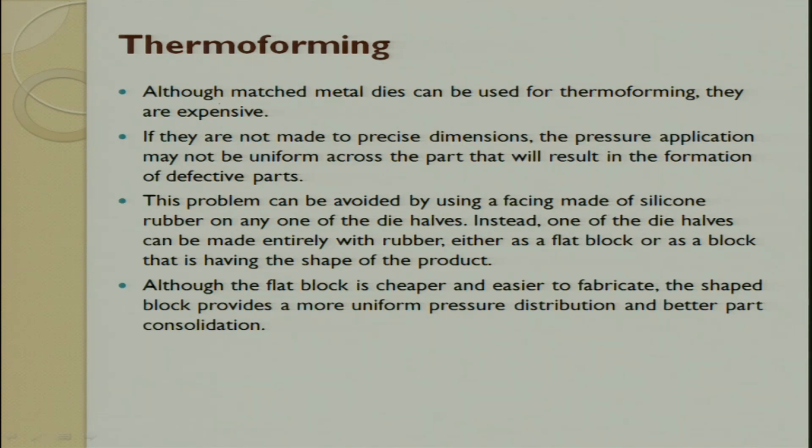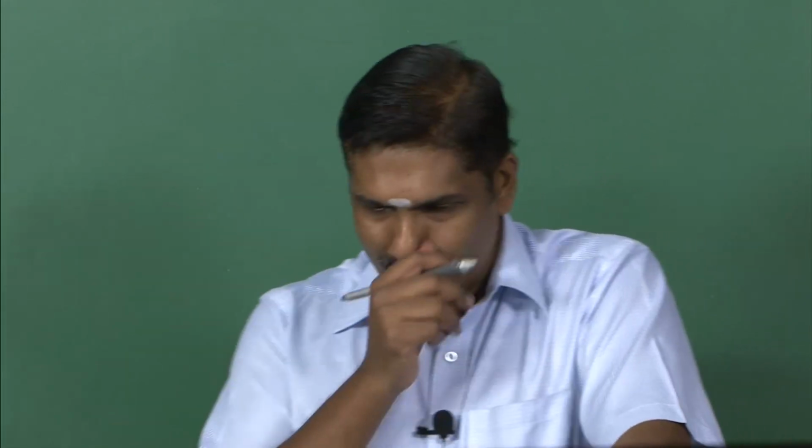So I have put that a matched metal die can be used. If you want to make a composite die, you can use that. You can also use a wooden die for making the required output, because here there are not many loads. But really, if a proper consolidation should happen, then we always go for a metal die.